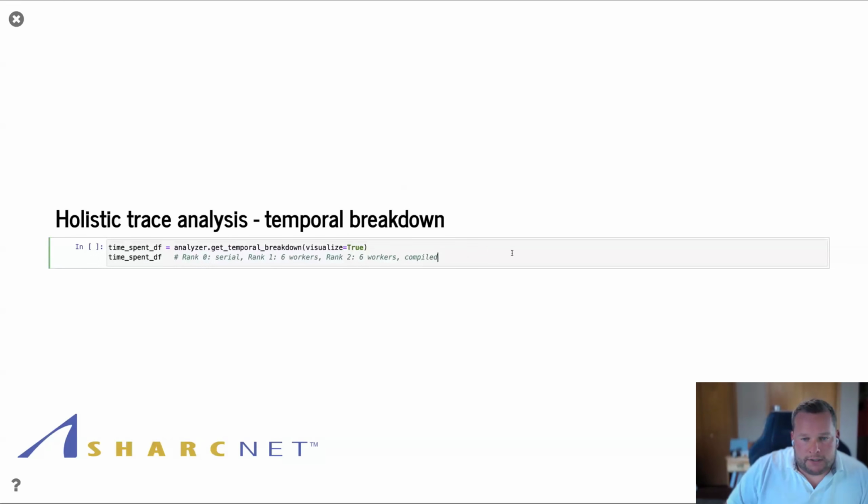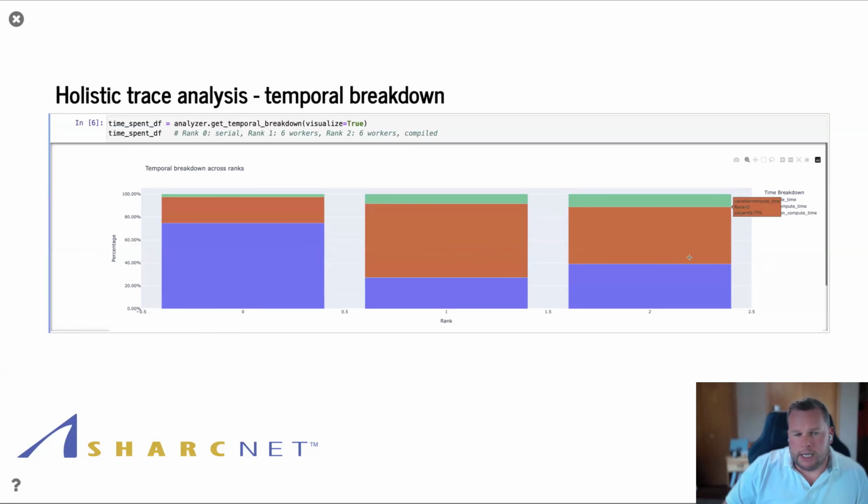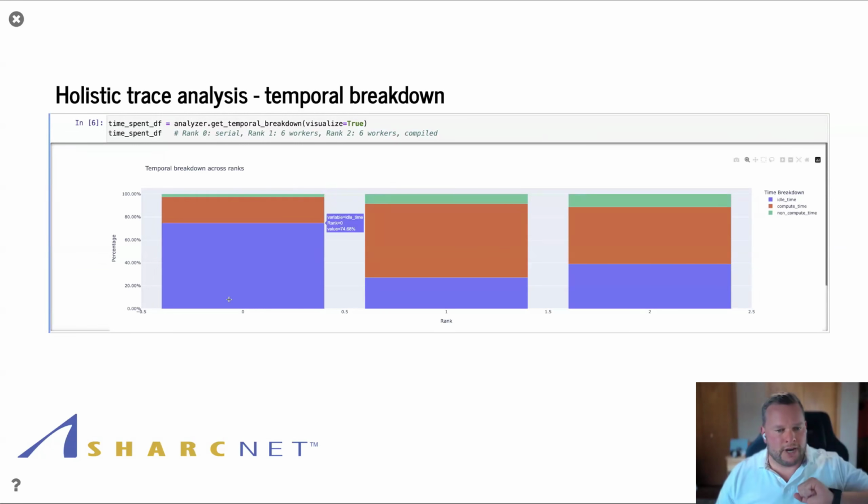Okay, so let's talk about the first feature, temporal breakdown. We use temporal breakdown, it gives us a data frame, and it also plots the temporal breakdown. And here, rank 0 is that serial run that I showed the trace from earlier. Rank 1 is our 6 workers. Rank 2 is our 6 workers, and it's compiled. You can see the decrease in the overall percentage of idle time.